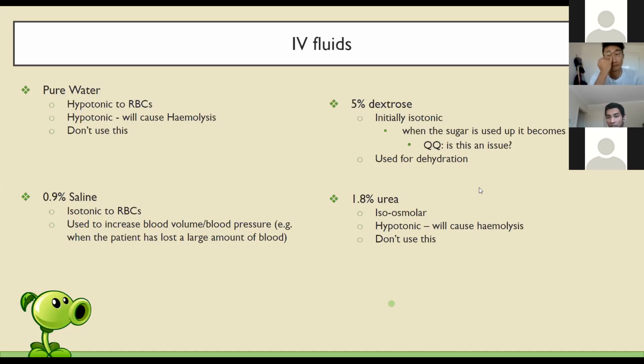1.8% urea, don't use this. It will cause hemolysis, because it's hypotonic and it's isoosmolar. What will happen is the urea can also diffuse across the membrane. The urea will easily diffuse across the membrane, and that will actually increase the amount of ions in the actual cell, and then the water will follow it to flood the cell, and that'll cause hemolysis. So once again, don't use it.